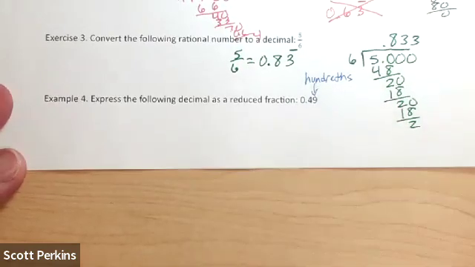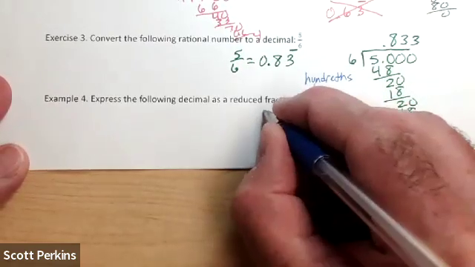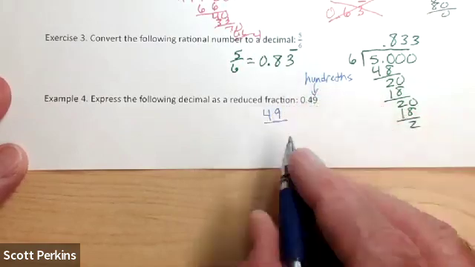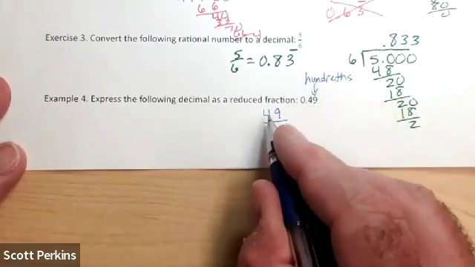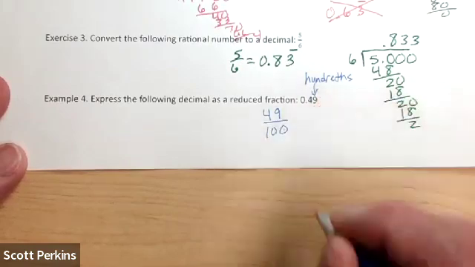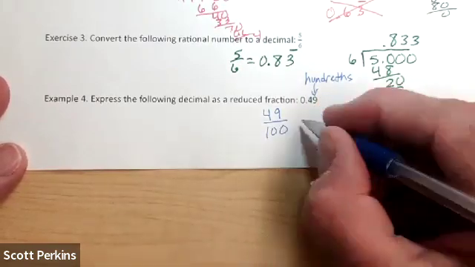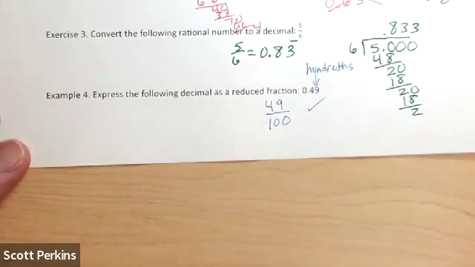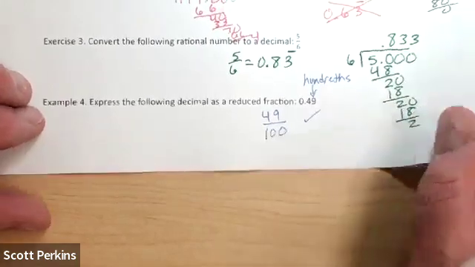And so because of that, we're going to take the 0.49 and say it's 49 over, no more decimal because we're writing it as a fraction, 49 over 100. That can't be reduced, so it is done. That is 0.49 written as a fraction.